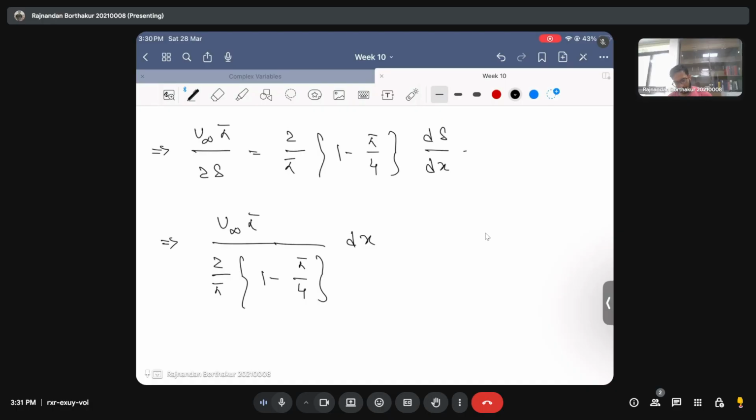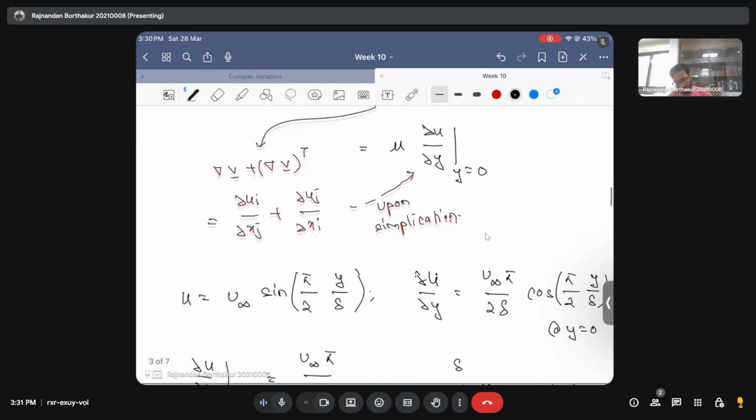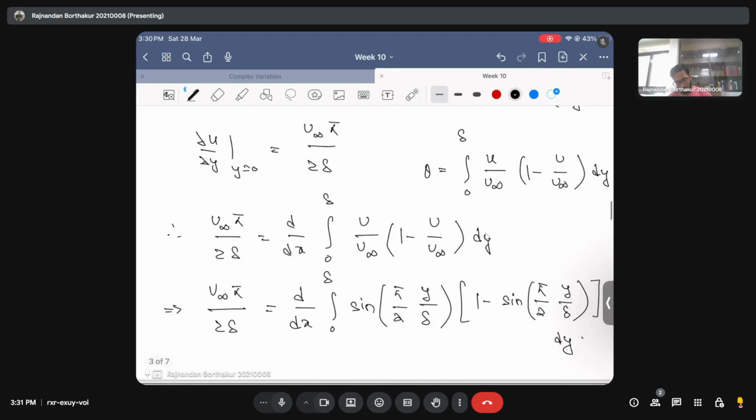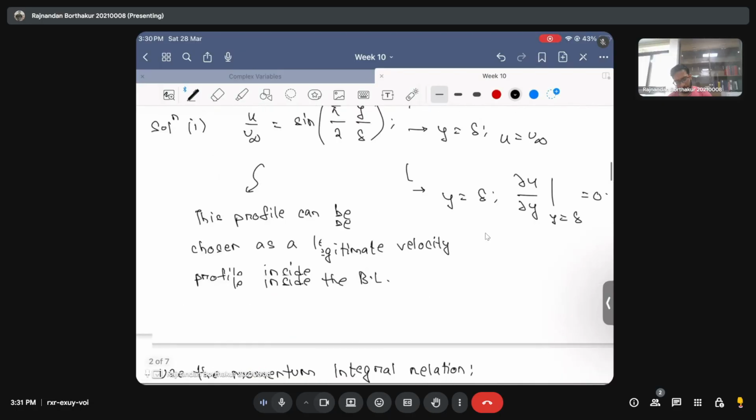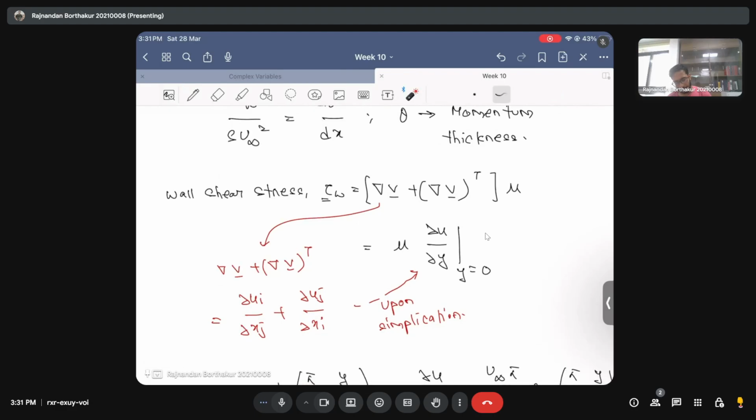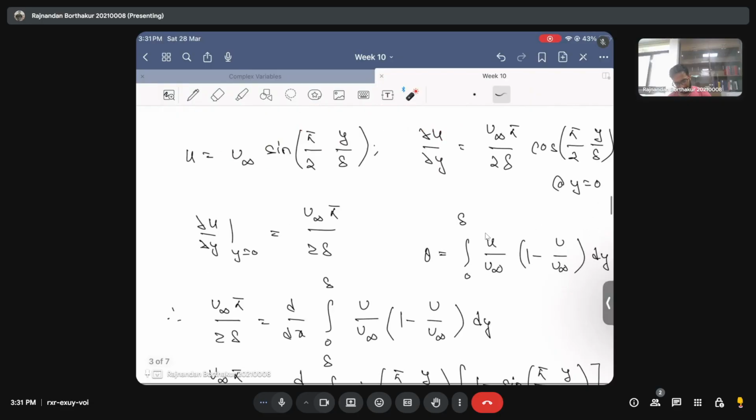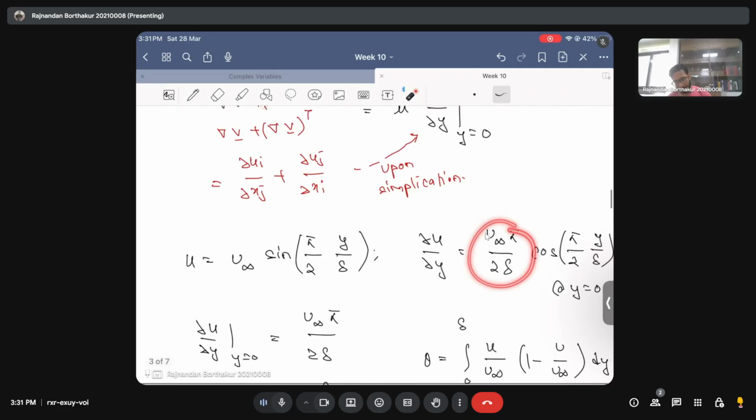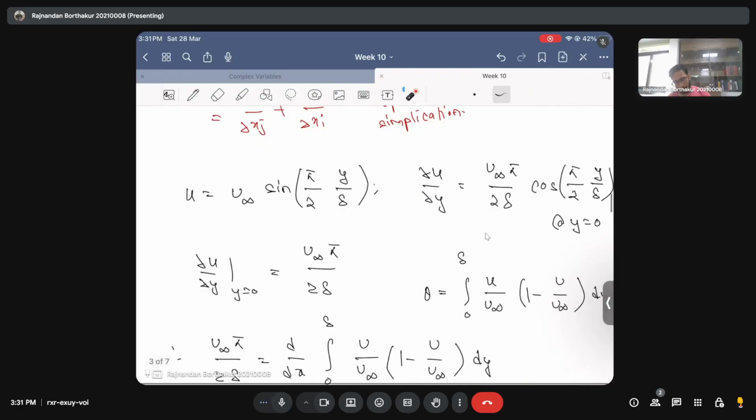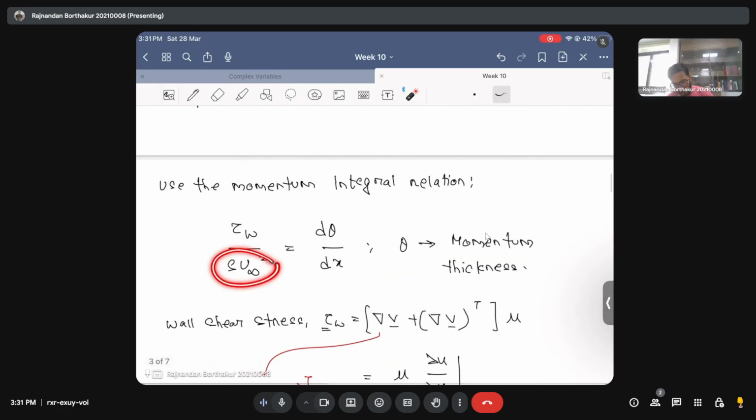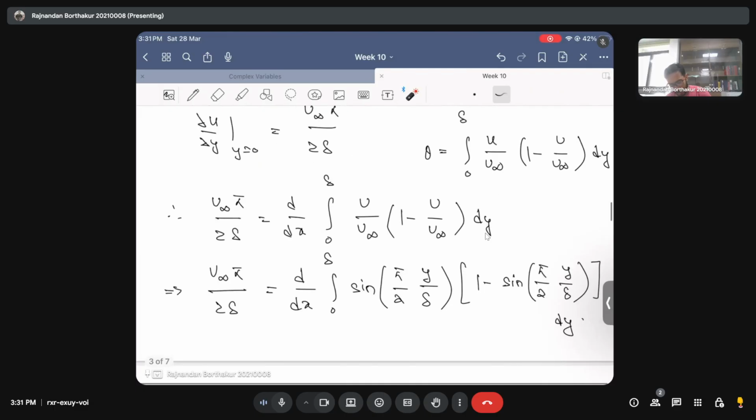Okay, that is fine. I think I missed a row somewhere. Let's try to see where I missed it. Yeah, so that's the mistake that I was making. See, the wall shear stress came out to be equal to this, but remember, tau W is mu times this. So I was making a mistake here. Your tau W is going to be mu times this, so there is going to be a mu, and then this term as well, right?